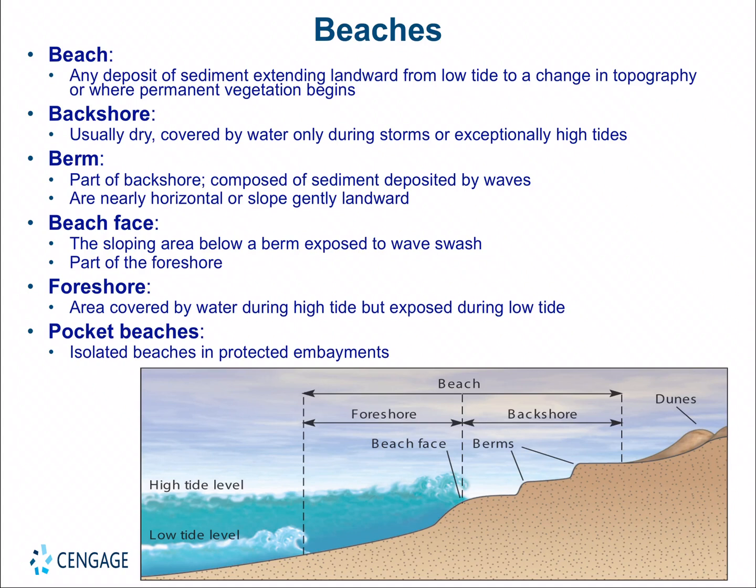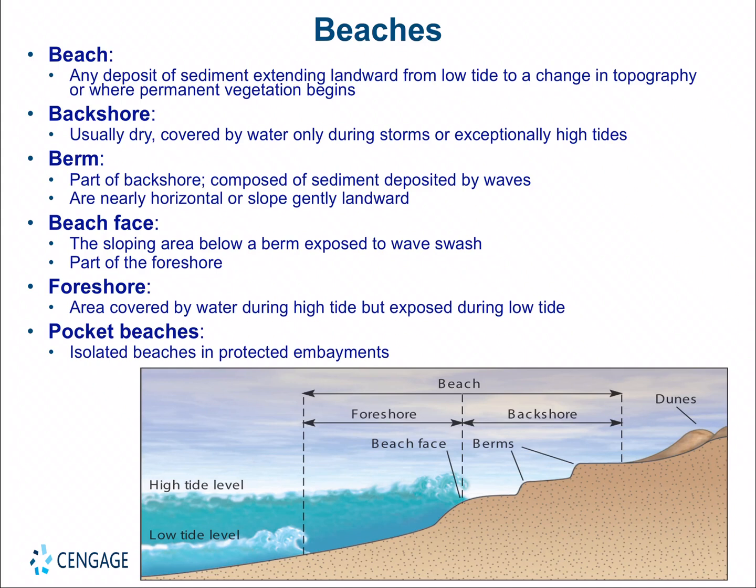This is part 4. So what is a beach? A beach is any deposit of sediment that extends landward from low tide to a change in topography or where your permanent vegetation begins. So you can see in the diagram the extent of the beach.